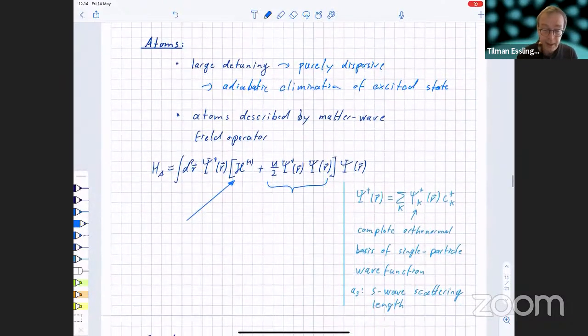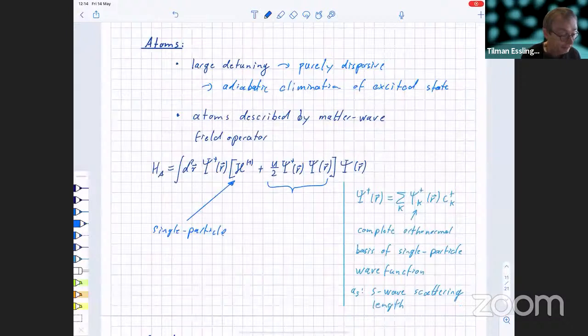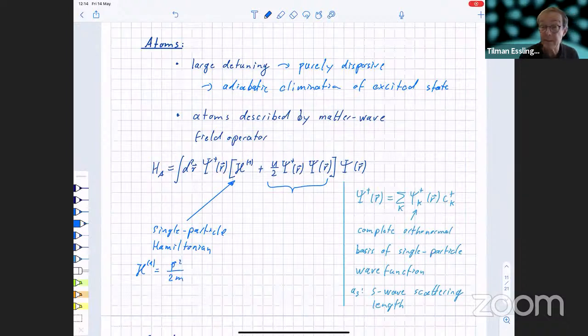Okay, and now what we do is describe the atoms by a field operator. So we go into a second quantized picture, and we find our single particle Hamiltonian here. H1 is p squared over 2m, where p is the momentum of the atom, m the mass, and V is the classical potential, the trapping potential.